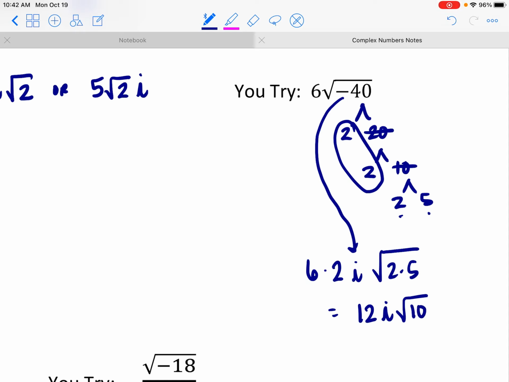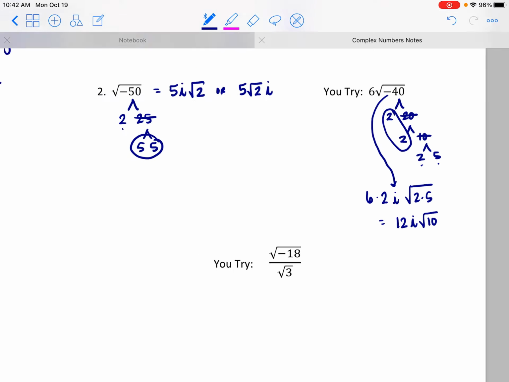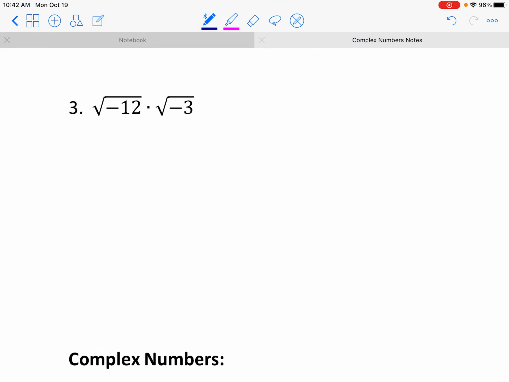Okay, or again, 12, radical 10i, same thing. Okay? And moving right along. So here, we've got to be careful not to apply a real number property to these negatives under the radical, which are going to end up being imaginary.